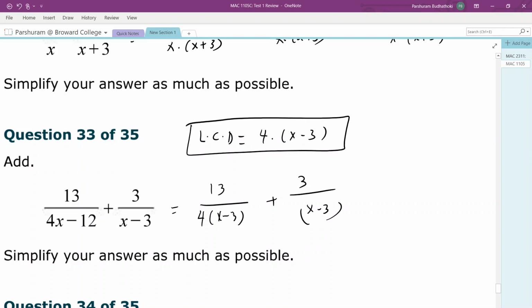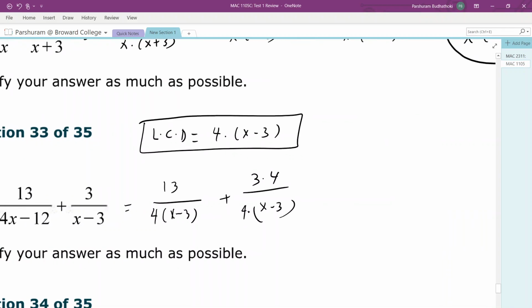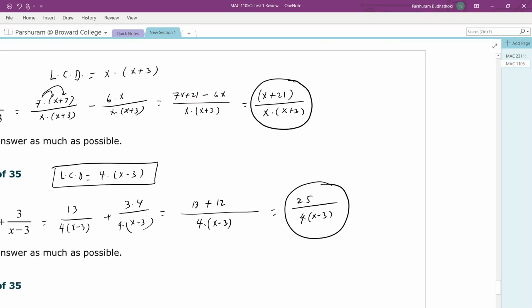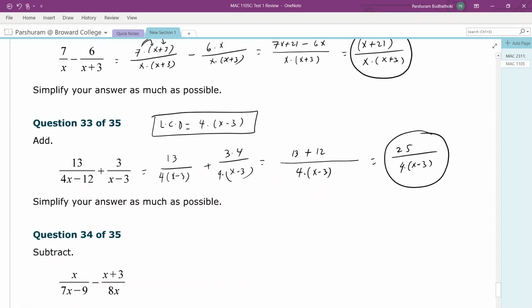For the first rational expression, there is already 4 times x minus 3. For the second one, there is no 4, so we can just multiply the top and bottom by 4. Now you can see that there is the same common denominator, so instead of writing 2 denominators, we can just write 4 times x minus 3, and on the top there is a 13 plus 3 times 4, which is 12. So finally it is 25 over 4 times x minus 3. So that's the addition of two rational expressions.